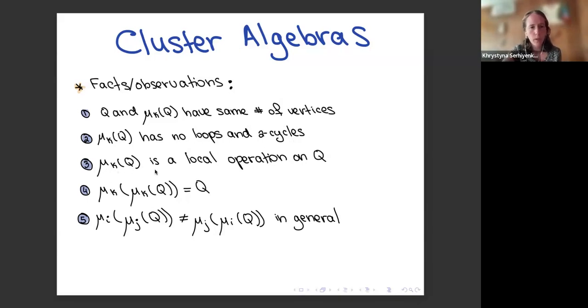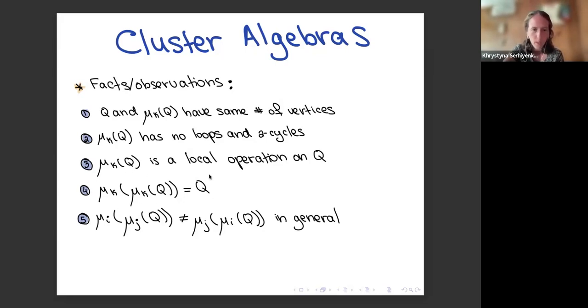Part 3 says that mu k of Q is a local operation. You can see this from the definition: the quiver only changes and cares about the vertices and arrows which start and end at vertex k, and it doesn't care about all the vertices that can be further away. So it's a local operation. It changes some things near vertex k. It doesn't really do anything from far away.